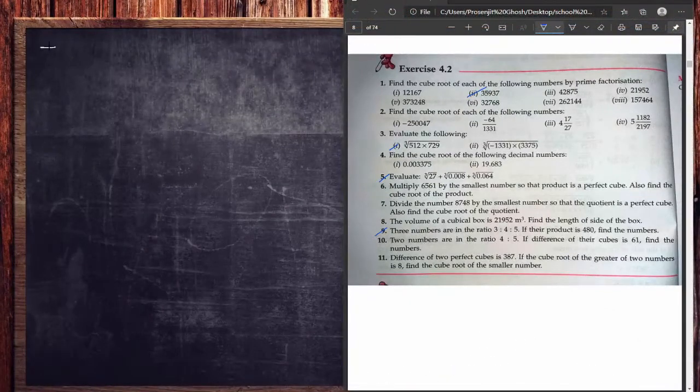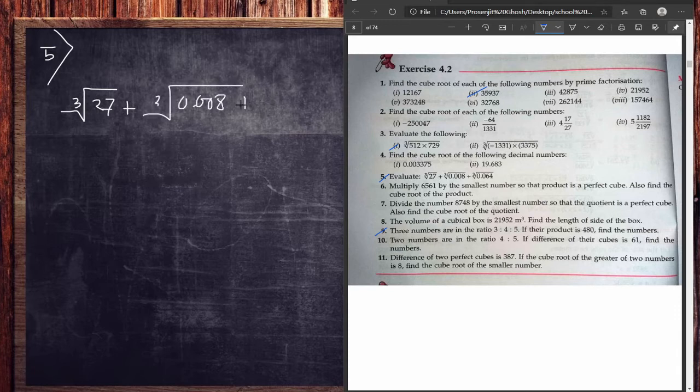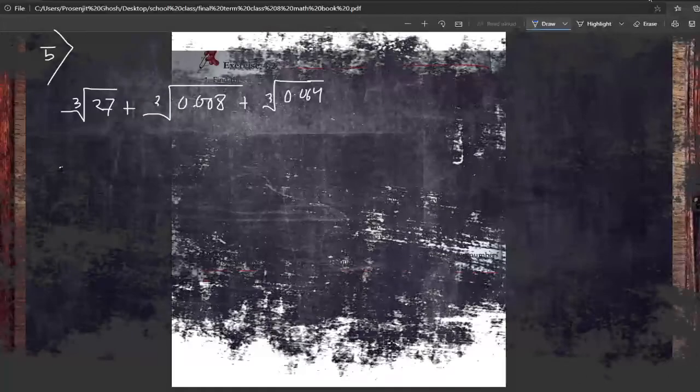In number 5, you can see that you have to evaluate, and trust me, that is a very important point. So cube root of 27 plus cube root of 0.008 plus cube root of 0.064. It is written like that. We have to just solve it. Okay, so let's do that.